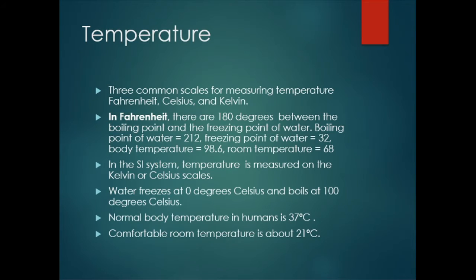Okay? Temperature is another base unit. There are 3 different scales for temperature, and temperature is the measure of kinetic energy or molecular motion. The 3 different scales are Fahrenheit, Celsius, and Kelvin. Fahrenheit is established because one of the first scientists to get a thermometer to work consistently was Fahrenheit. So he has his own scale named after him.